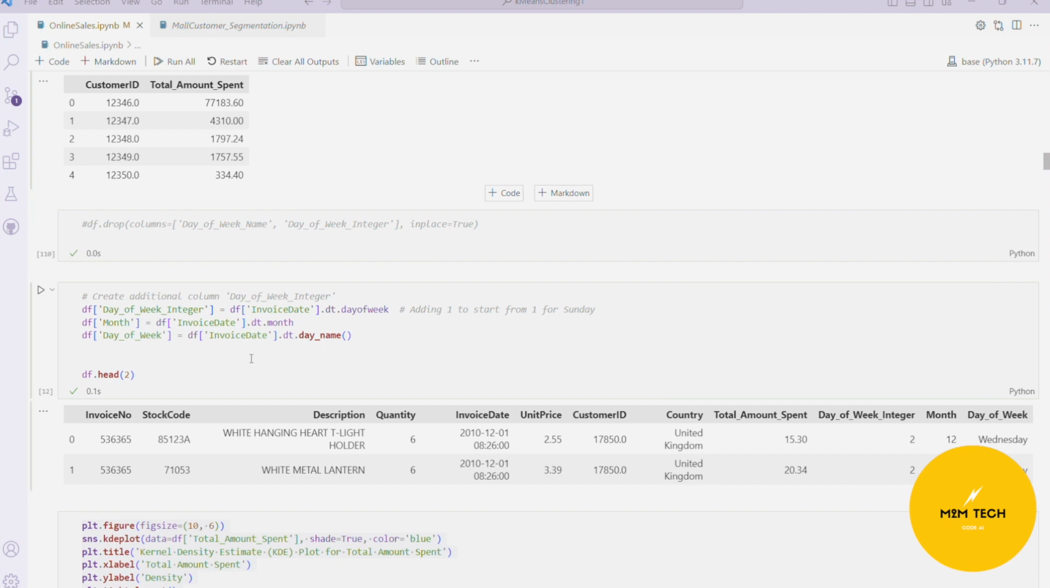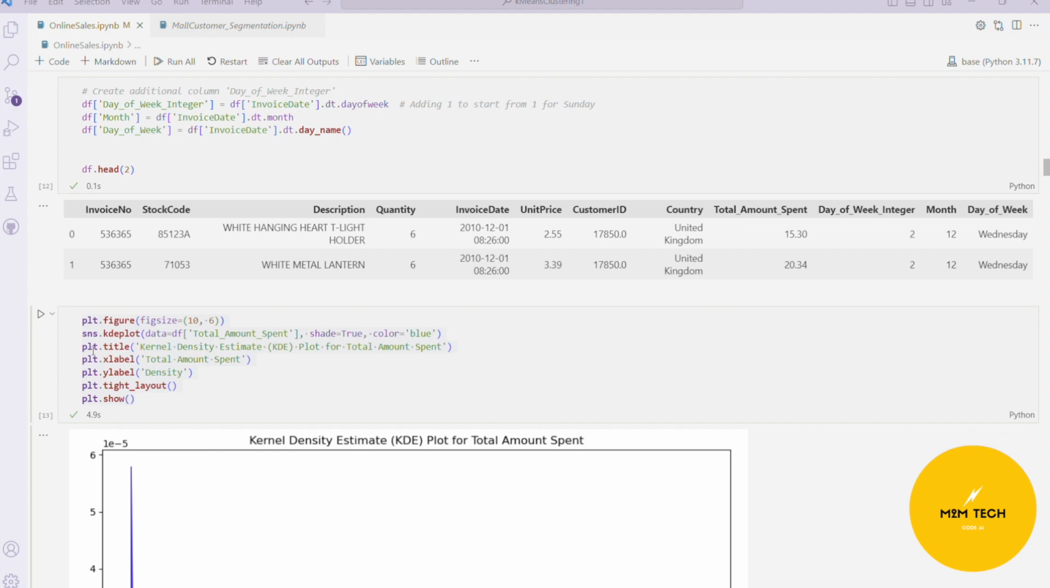For the data set, in addition, I also created new columns: day of week, month, and day of week integer from the invoice date. So it's basically using the actual invoice date to work out what day of week it was, to see if there's any trend. So I did that as well.